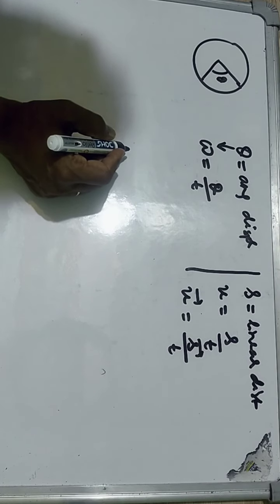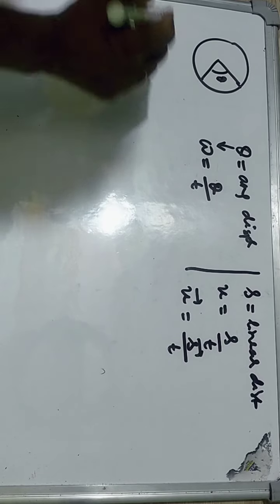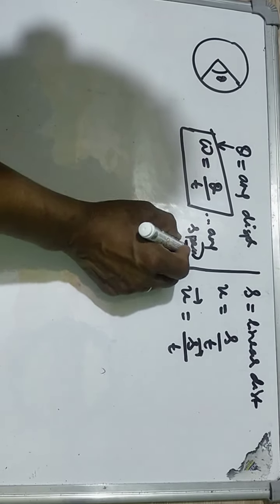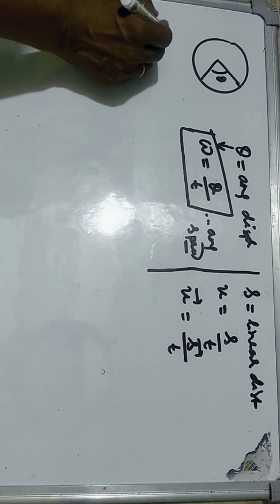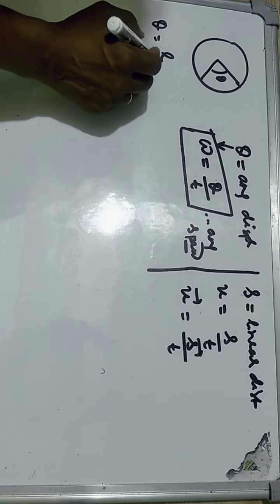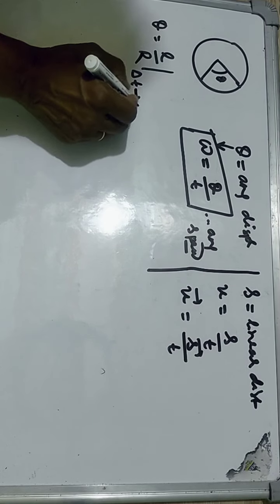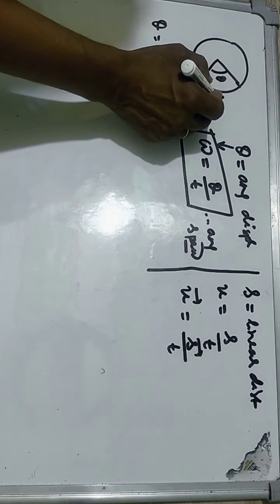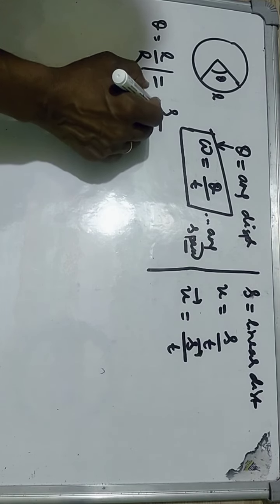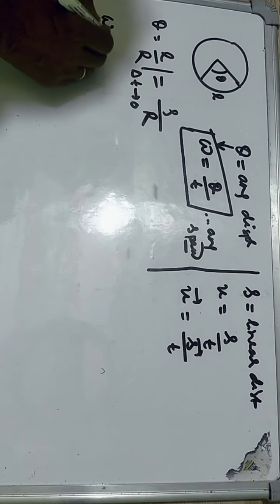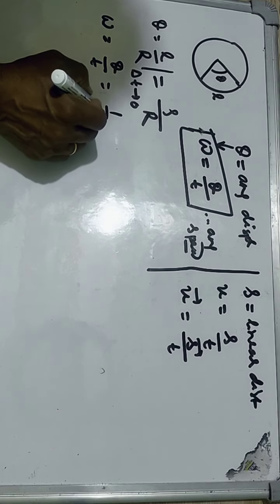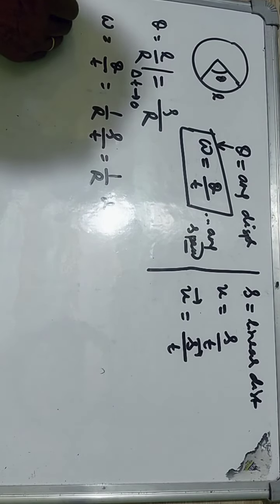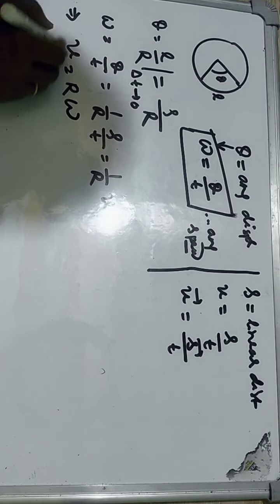Now, omega is our angular speed. We got theta is equal to L by R. When the time duration tends to 0, this theta becomes very small and this L becomes S by R. Then omega, which is theta by t, becomes 1 by r into s by t, which is 1 by r into v, or we write that v is equal to r omega.